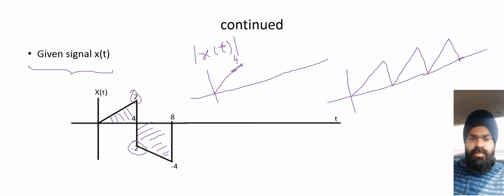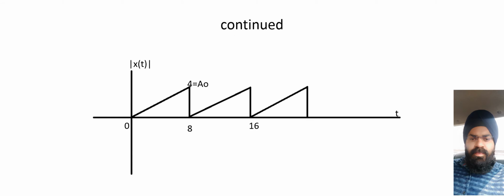So what will be the amplitude here? The amplitude will be 4 here, and the time period will now be 8. So what I plotted here is mod of xt. See this waveform: this is mod of xt. The amplitude is 4 here, and the time period is now 8. I can say it is a triangular wave.